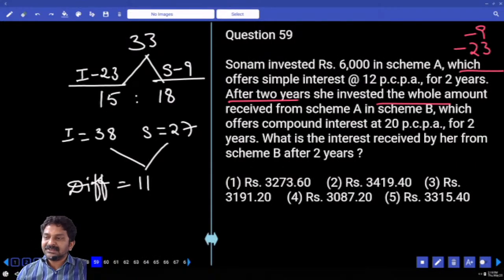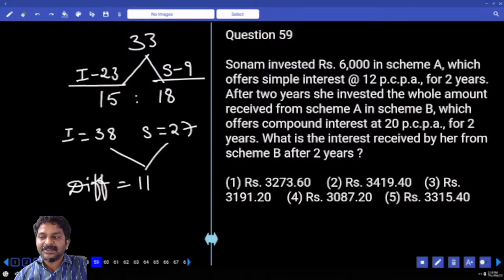Sonam invested 6,000 in scheme A, which offers simple interest at 12% per annum for 2 years. After 2 years, she invested the whole amount received from scheme A in scheme B, which offers compound interest at 20% per annum for 2 years. What is the near integer interest received by her from scheme B after 2 years?